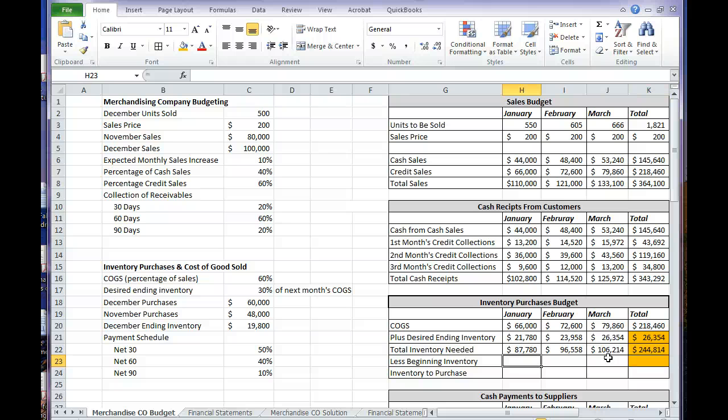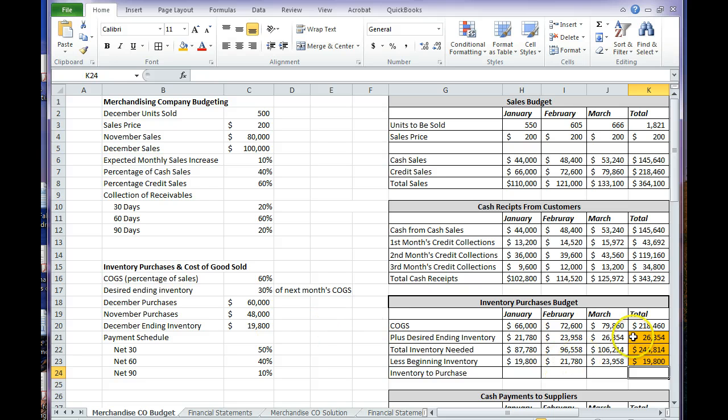Minus beginning inventory. So December's ending inventory will be January's beginning inventory. Makes sense. January's ending inventory is February's beginning inventory. Remember, every new beginning is some other beginning's end. February's ending inventory is March's beginning inventory. And here they want our beginning inventory. Well, what was our beginning inventory? So you go all the way back to the period.